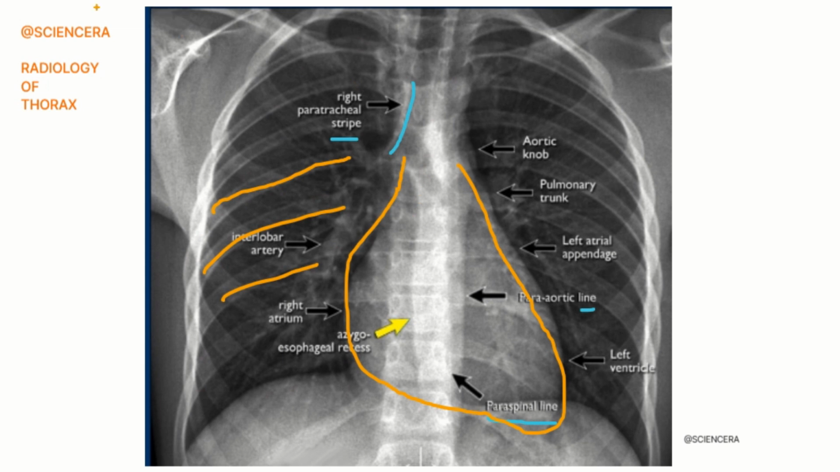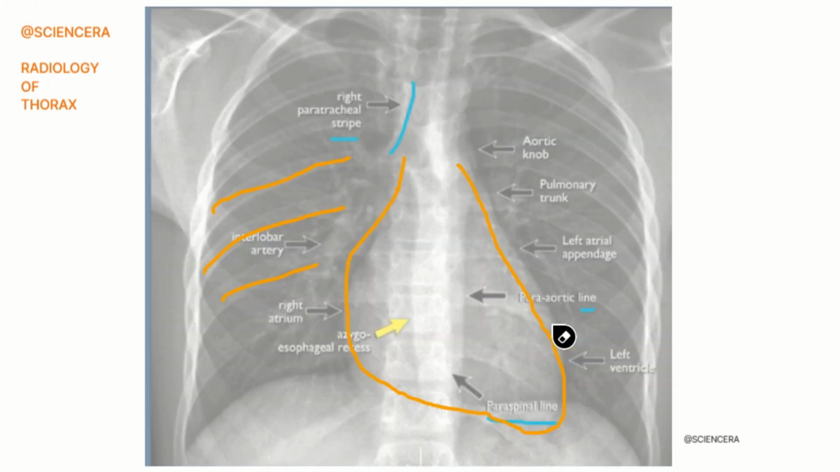So now, why are these lines and shapes important? They can help doctors find problems, because if something is wrong, these lines and shapes might not look normal anymore. This is called your silhouette sign. If there is edema in the lungs, you might not see this line, this part of the heart. The silhouette line here won't be visible anymore if there is water in the lungs, if there is edema in the lungs.